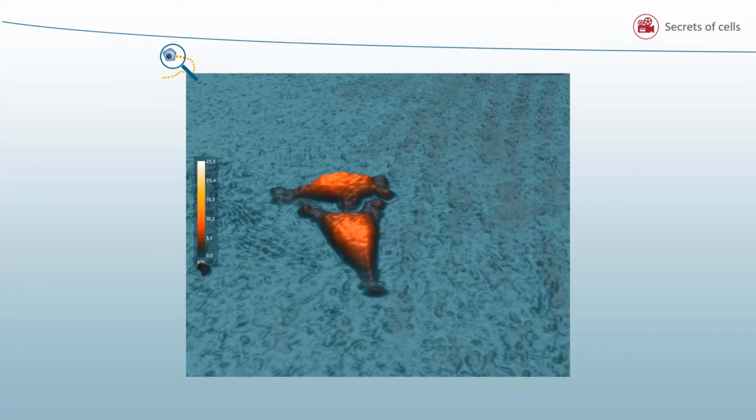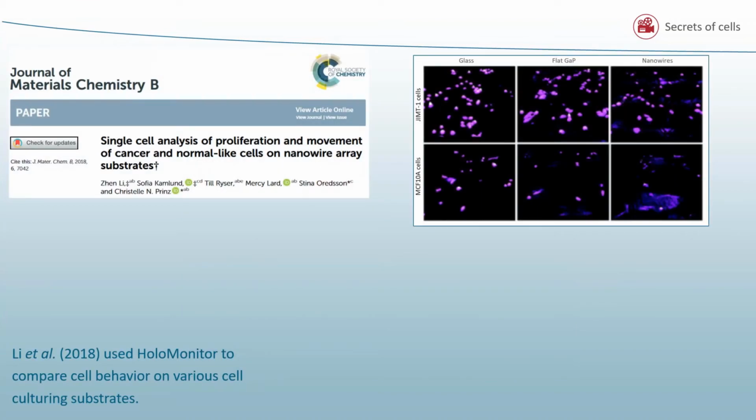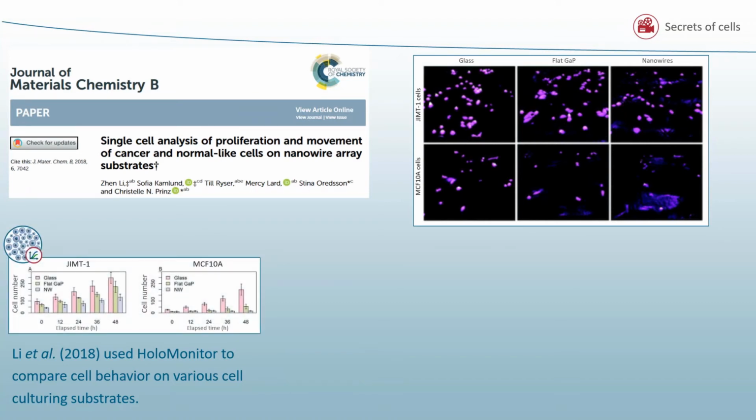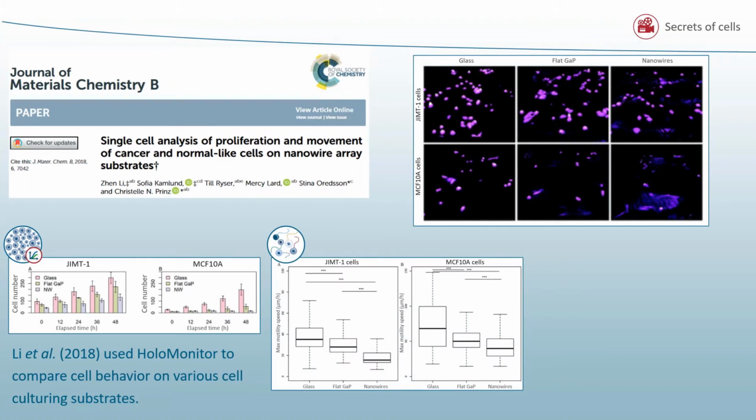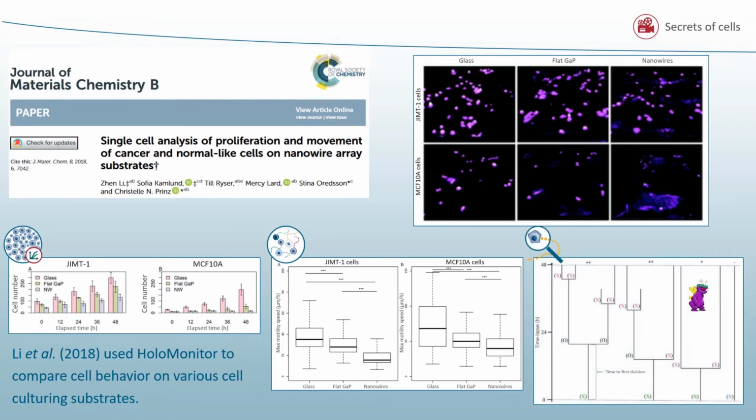Now I will show you some examples of how several research groups around the world have used HoloMonitor M4 and data reanalysis to uncover secrets of their cells. In the 2018 publication, Jen Lee with colleagues studied how two types of cancer cells behave when they are cultured on 3 different substrates. The authors used the kinetic proliferation application to evaluate cell growth, cell motility to understand cell speed on different substrates, as well as single cell tracking to create cell trees to see how substrate influences cell cycle length.